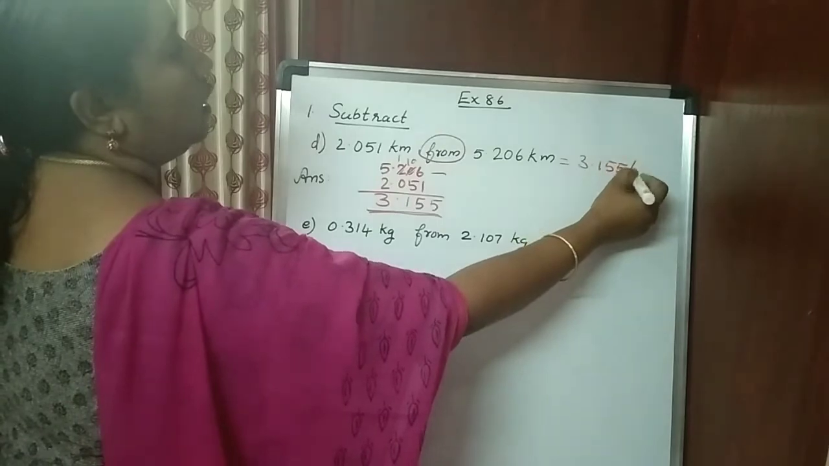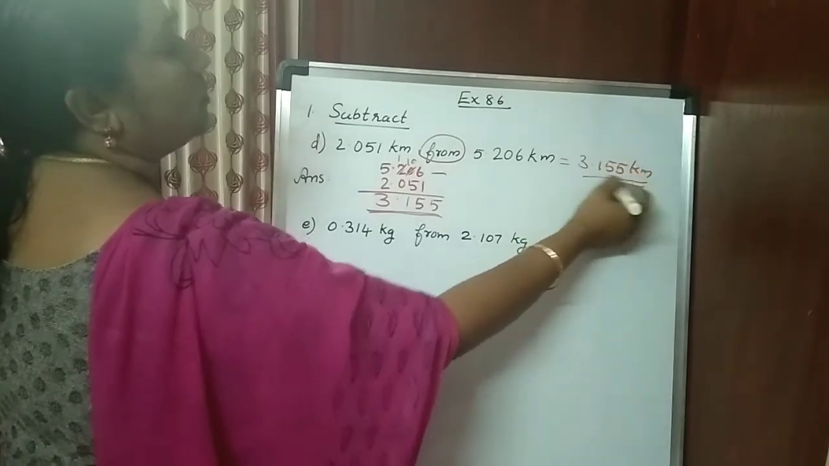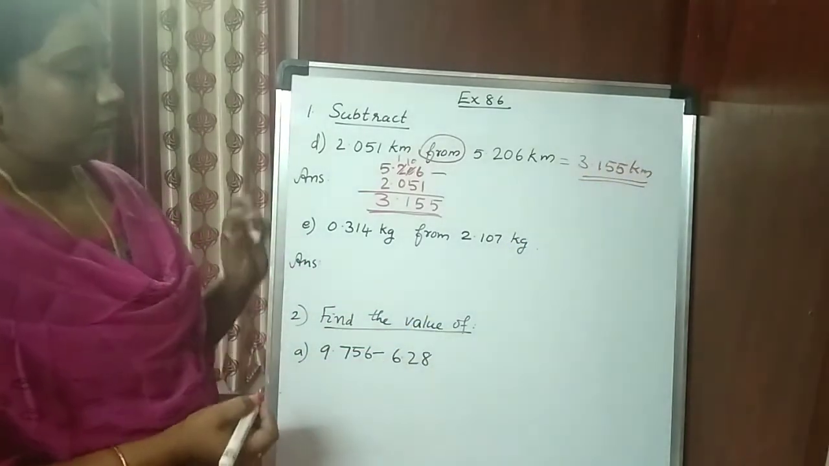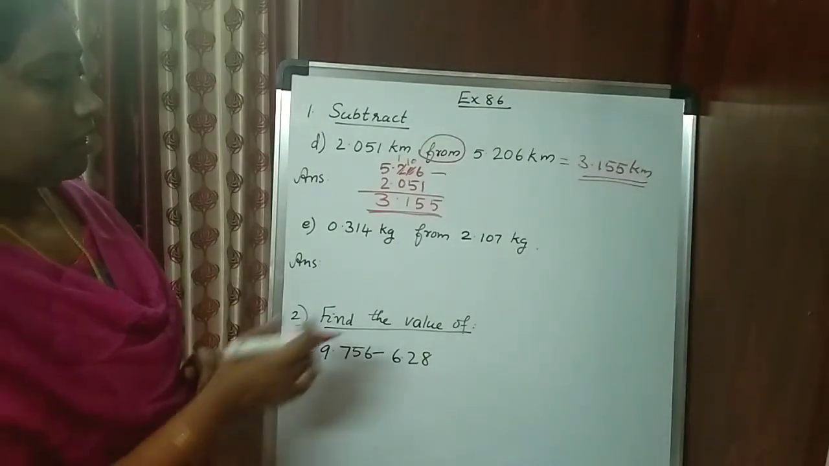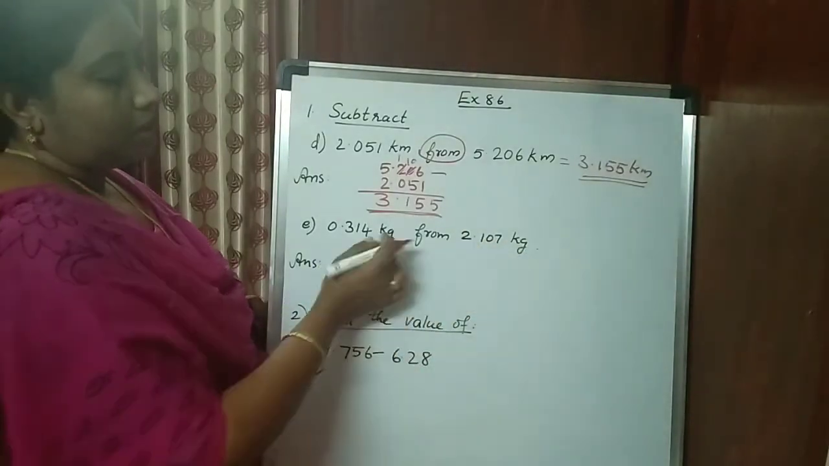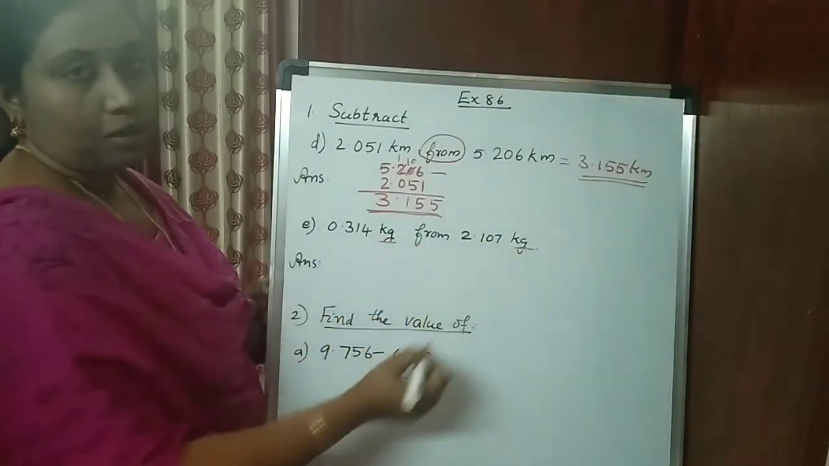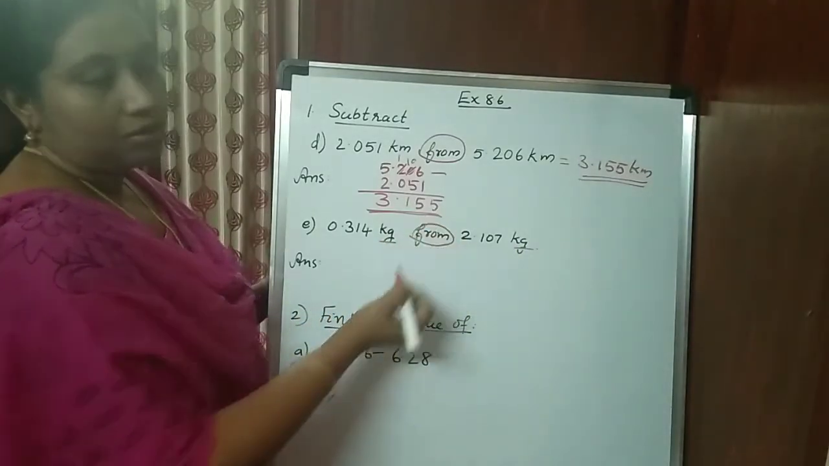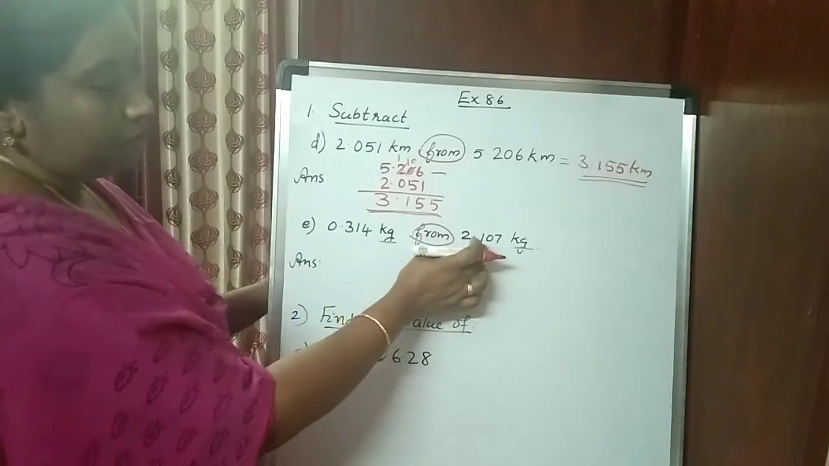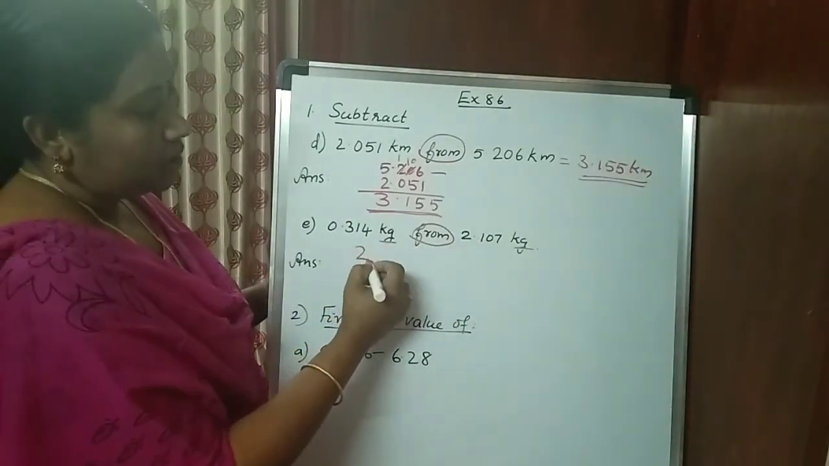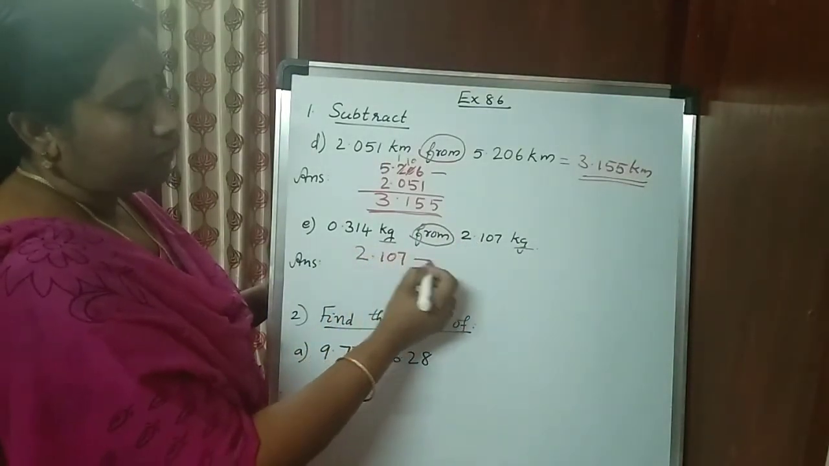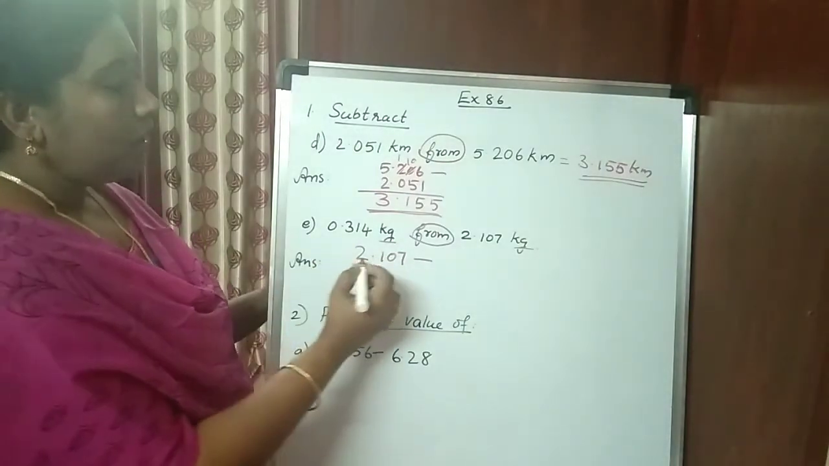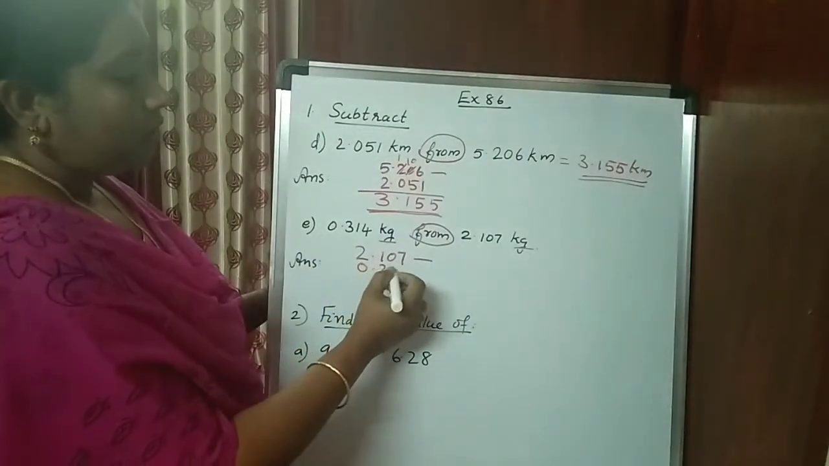3.155 kilometer. Okay. Then your question number E. First you check both in same unit. Here kilogram, here also kilogram. Then which is the next thing? Here is one from. So you first write which number? 2.107 minus 0.314.